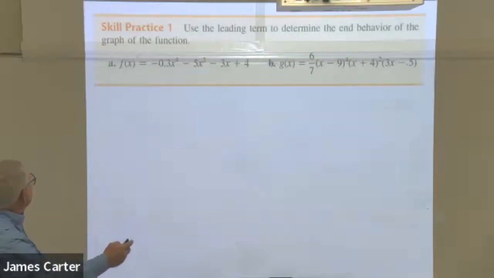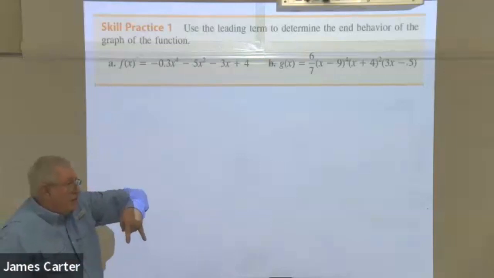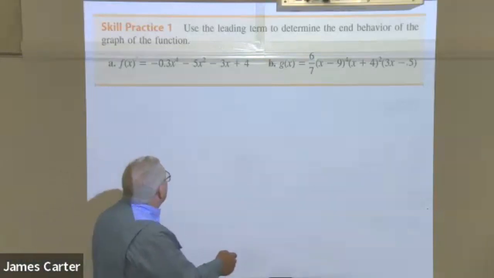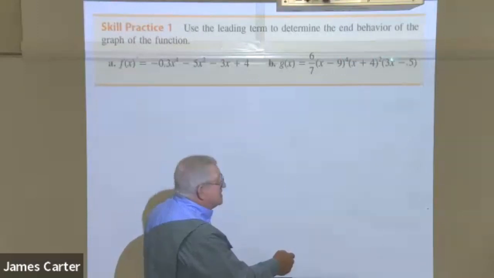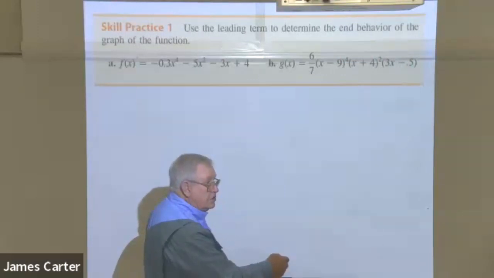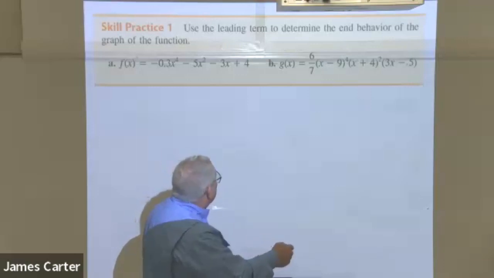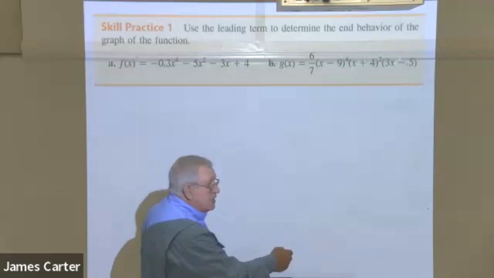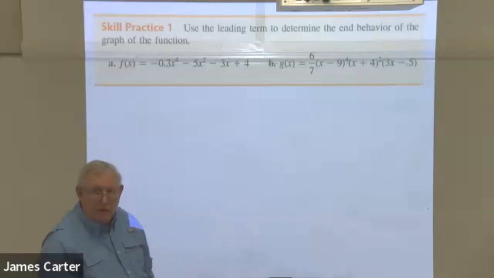Okay, here's just some more that we can go through. The highest degree on this is 4. The leading term is negative, so that one's down and down. This one, 4, 6, 7. You see I'm counting those degrees. 4, 6, 7, if we had this all multiplied out.